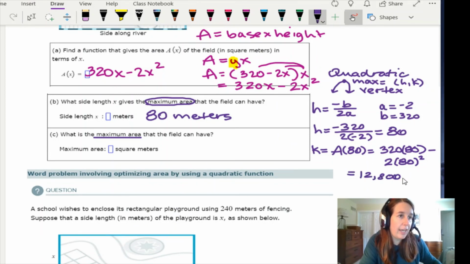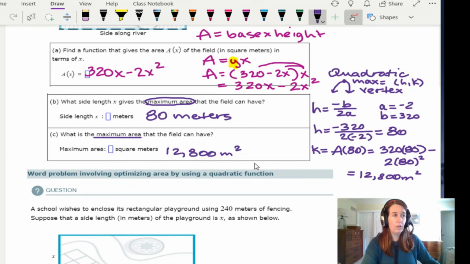12,800. Okay, and that was, the sides were in meters, so this would be meters squared. So our answer here would be 12,800 meters squared. Okay, I'm going to do a separate video for another problem so you can have two nice examples of this, but hopefully that was helpful.